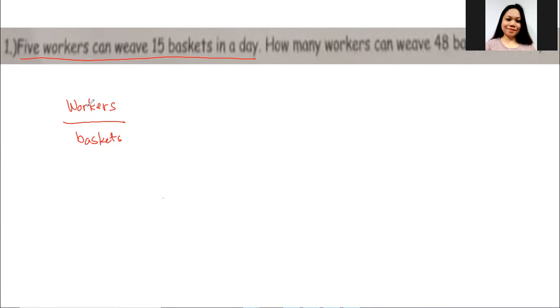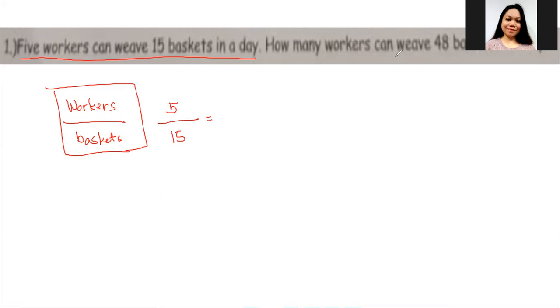So ratio can be written like a fraction. If you look at the first statement, it says 5 workers can do 15 baskets. So this is like your notes. This is just like your notes. And then you put an equal sign.